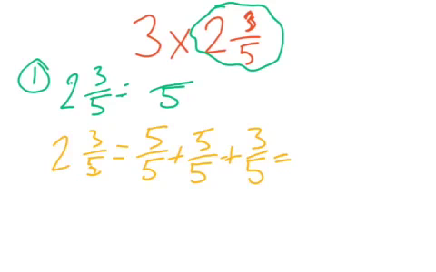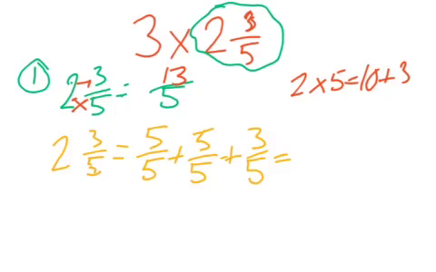Now, in order to find my numerator, what I'm going to do is multiply 2 times 5, and 2 times 5 is 10. And then I'm going to add my numerator to that. Add 3 more. That's going to become my new numerator, 13. If I take a look at the bottom, I'm going to get the same answer this way. My denominator stays the same. 5 plus 5 is 10, plus 3 more is 13. Either way I do this, I get 13/5.